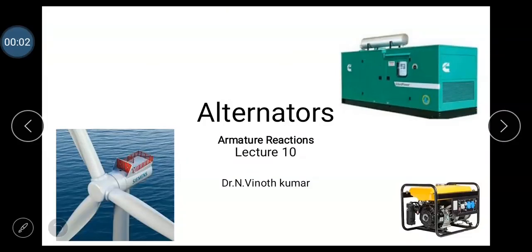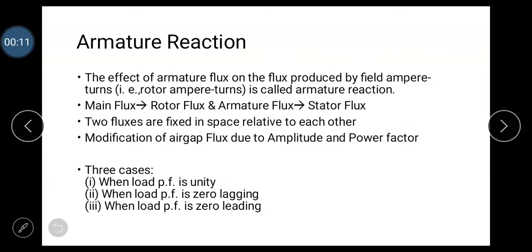In this video, we are going to see about armature reaction in an alternator. Okay, so when an alternator is running at no load, there will not be a current flowing through the armature winding. The flux produced in the air gap will be only due to the rotor, that means rotor ampere turns.